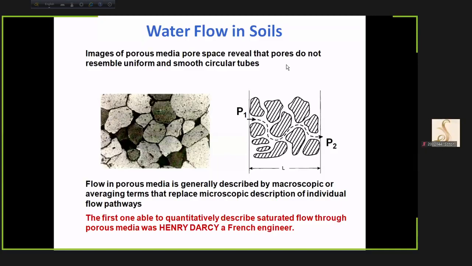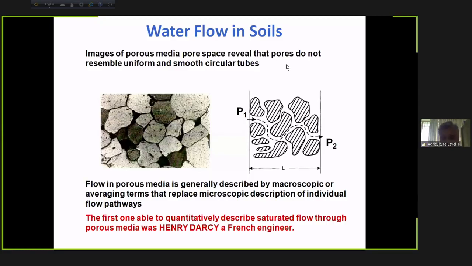And how to measure this? Actually, who first explained this? Mr. Henry Darcy, a French engineer. He first explained in 1856 how water actually moves through the soil, or how we can stop contamination, or what is the behavior of the contaminants or water in the soil.